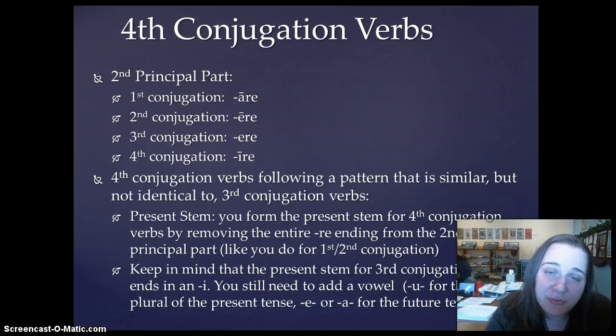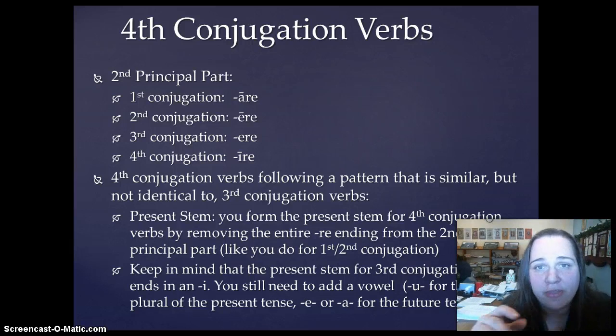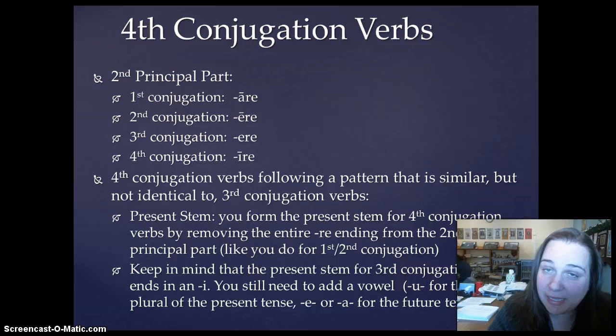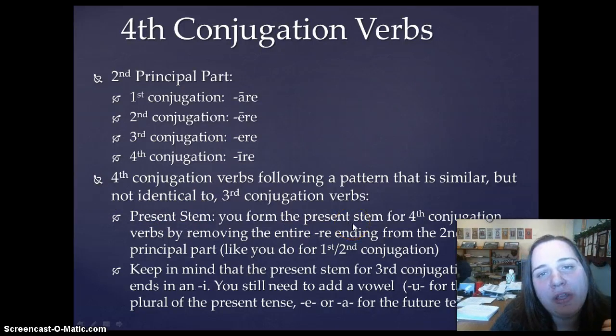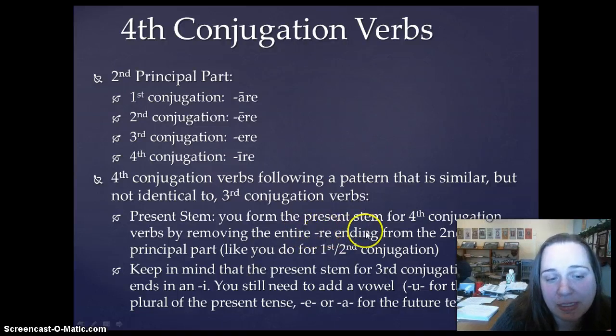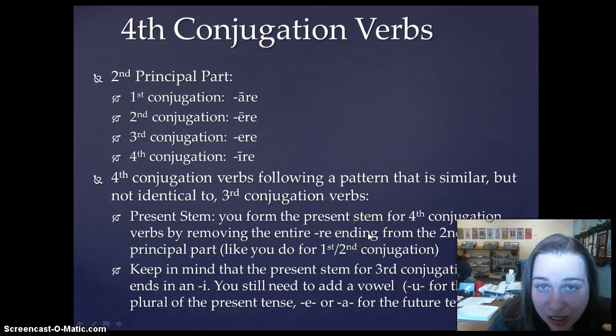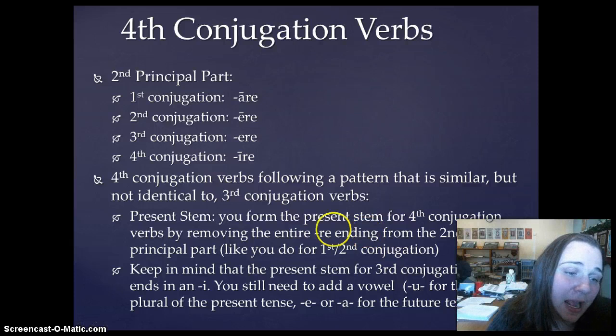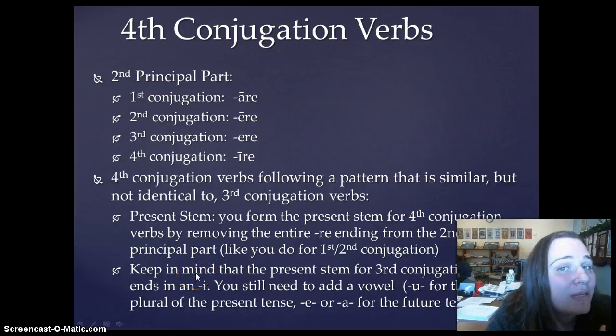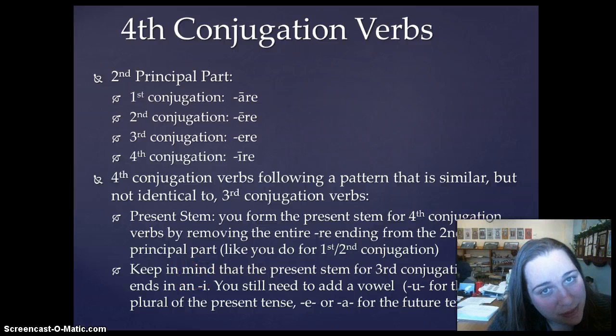So there are a couple things that you have to realize about fourth conjugation verbs. They're like a blend in some ways of first, second pattern and third pattern. You'll see that right away in that the present stem for fourth conjugation verbs, you get from removing the -re from the ending in the second principal part. Just like you do for first, second conjugation verbs, not like third conjugation verbs where you have to remove the entire -ere. And what that means is that your present stem, once again, does have a vowel on the end of it, and that vowel is an I.